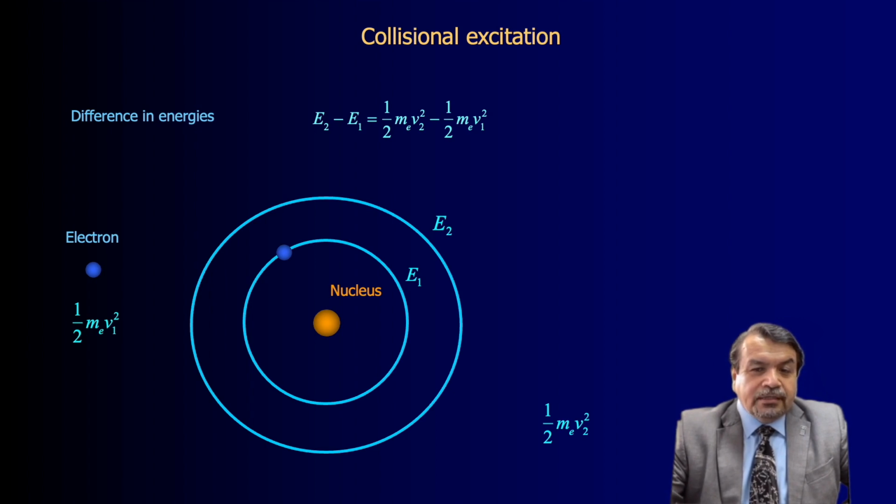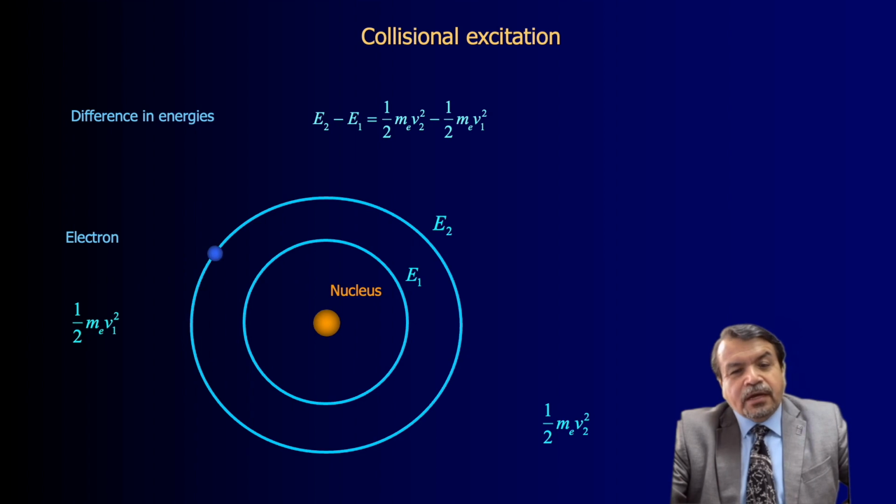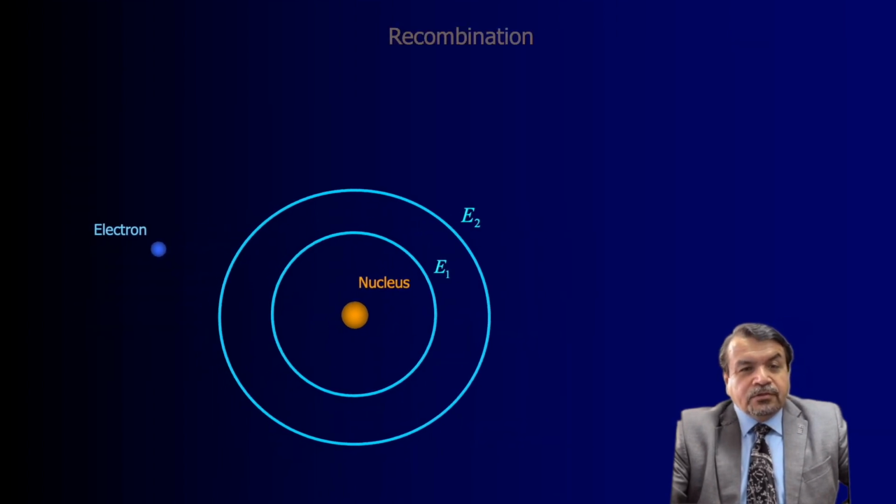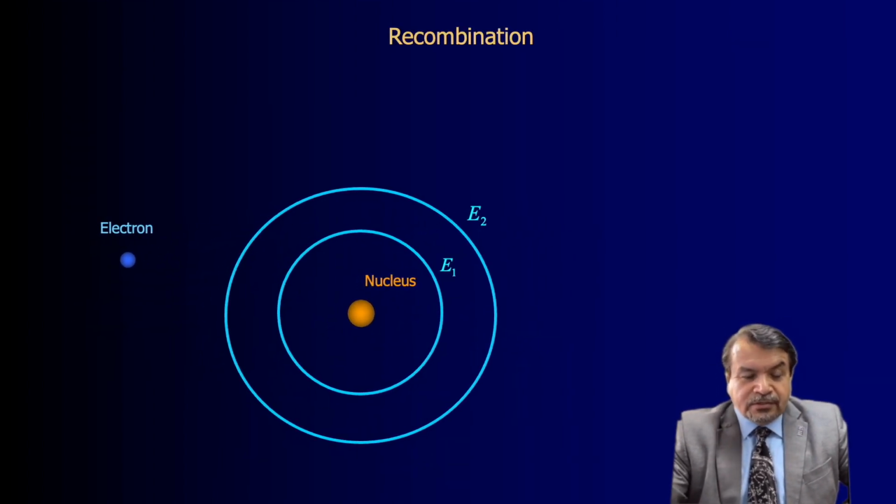So, let's see here. The electron comes in, and the electron comes out, deflected with a different kinetic energy than it entered with. If the difference in kinetic energies, denoted by the equation we have up there, is at minimum equivalent to the difference between two energy levels, then that electron will be excited to another level. Good to know. So now we'll see the recombination process.